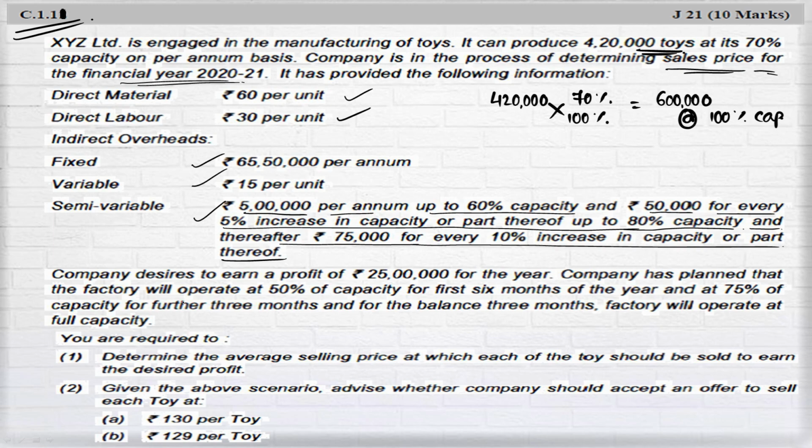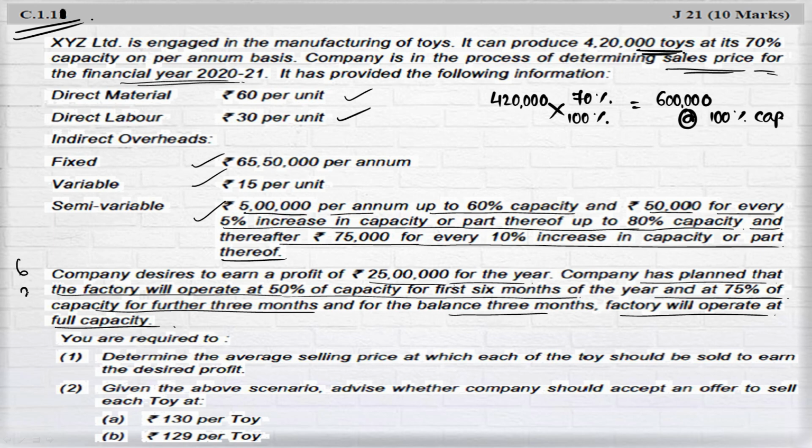So the mistake is repeated, believe me. They have not given whether 50,000 is for 1 month, 1 year, or only that part. They have not given that. Company desires to earn a profit of 25 lakhs for the year. The company has planned that factory will operate at 50% capacity for first 6 months, 75% capacity for further 3 months, and balance 3 months factory will operate at full capacity, that is 100% capacity.